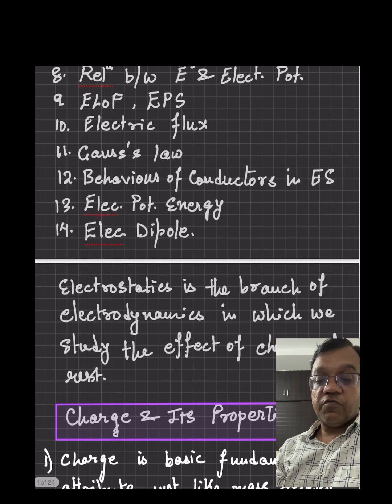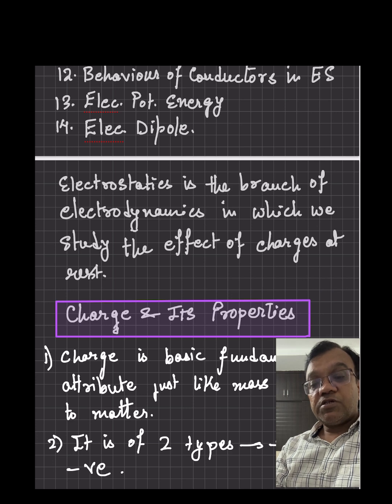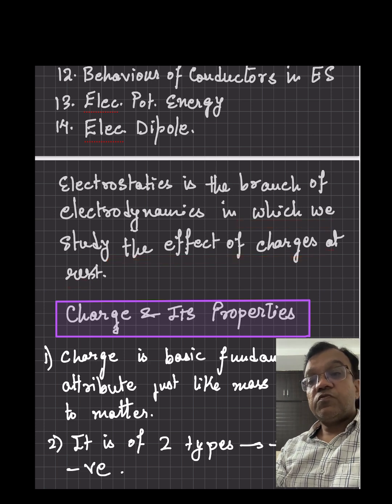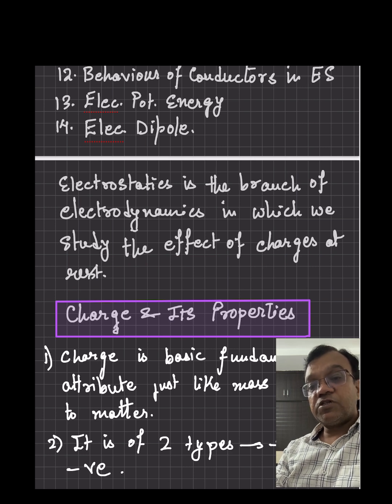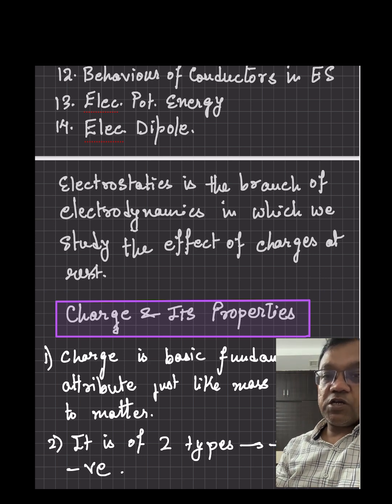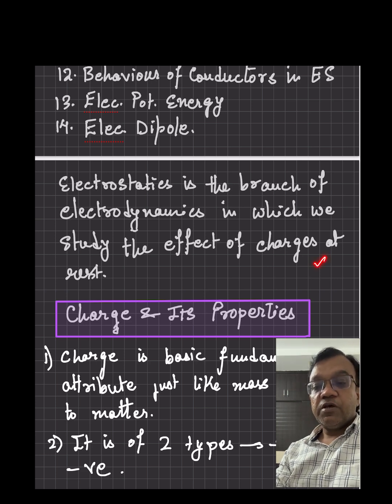First of all, we are going to see what the scope of the electrostatics branch is. Electrostatics is that branch of electrodynamics where we study the effects of charges at rest. It means we are going to understand how charges behave when they are seen from the stationary point of view, when they are at rest, and what their effects are. This is what we are going to see. Remember, the concepts of this chapter are not applicable to the part where the charges are in motion.